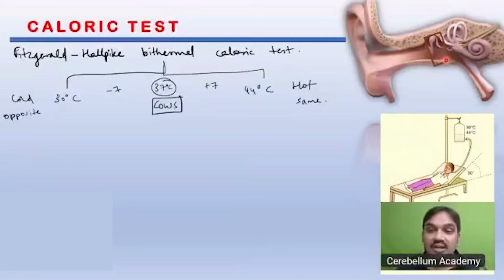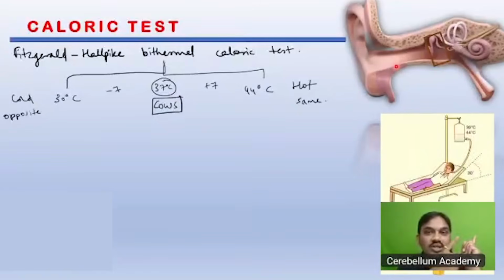Without moving my head, if I change the temperature here, that will change the density of the fluid and that fluid will start moving towards or away. So depending on the movement, the nystagmus will occur. The eyeballs will move. Whenever I pour cold water, the nystagmus will be towards the opposite side. So if I pour cold water in the right ear, the eyes will move towards the left side.